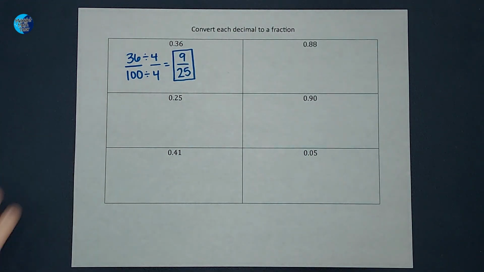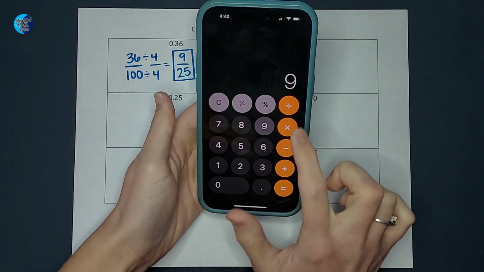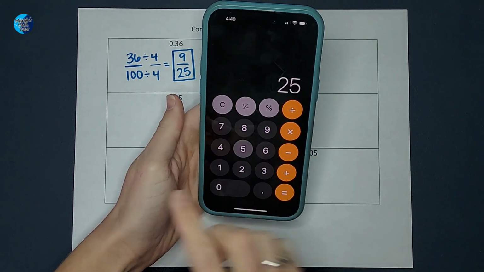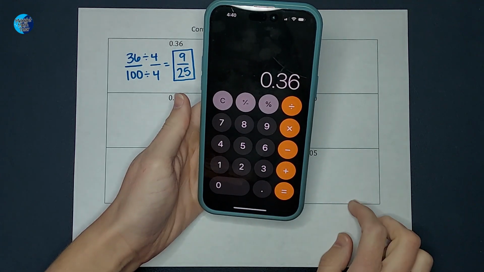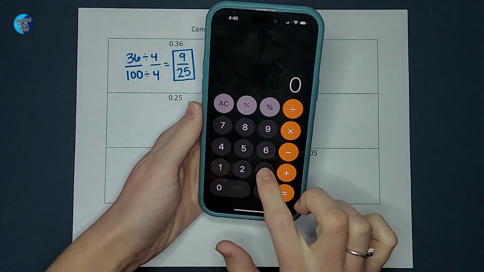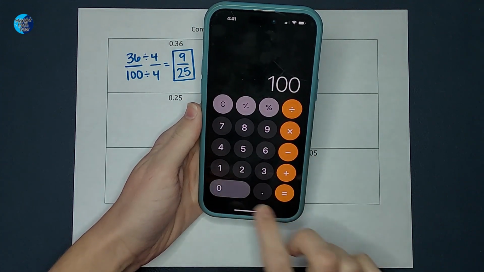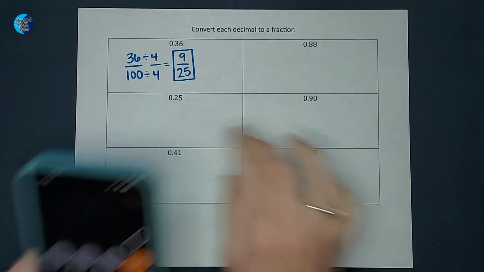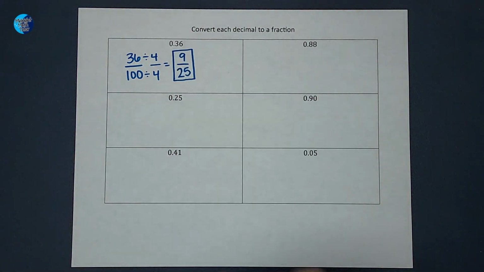Now, you can always double check yourself by using a calculator. So I could do 9 divided by 25, and I should get 0.36. Oh my gosh, I did. Now, we can also double check this. 36 divided by 100, yep, 0.36. Those both gave me 0.36.